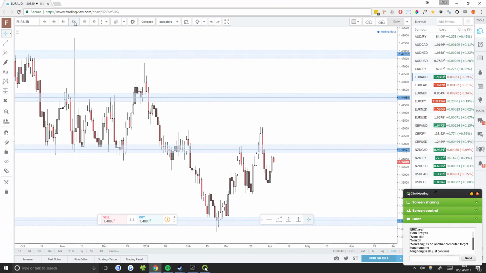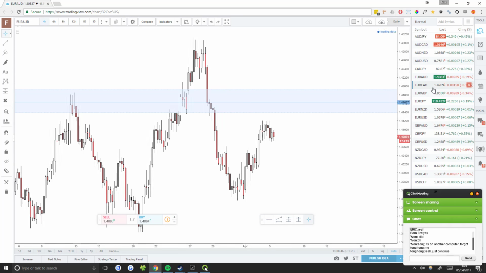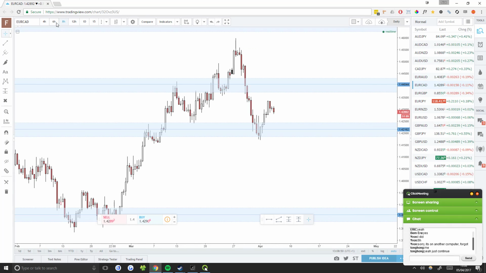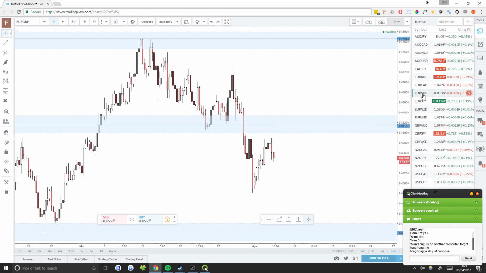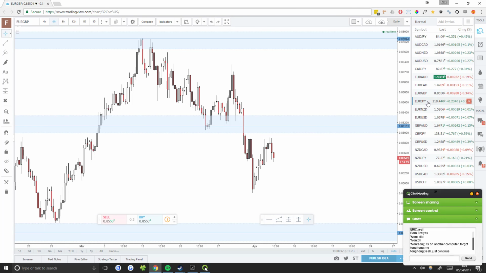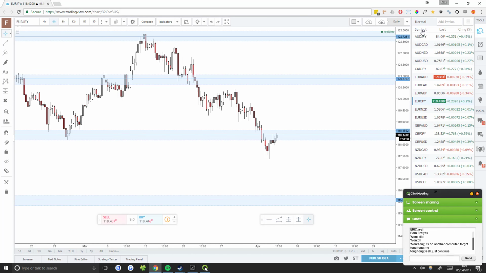All right, Euro AUD. What's up with Euro AUD? It's in between two support resistance areas. Euro CAD, same deal, in between two support resistance areas. Euro GBP, same deal. EURJPY is doing pretty much what AUDJPY is doing. We're getting potential continuation reversal. So let's keep an eye on it. I'm going to keep an eye on both of these. We'll see how they go.